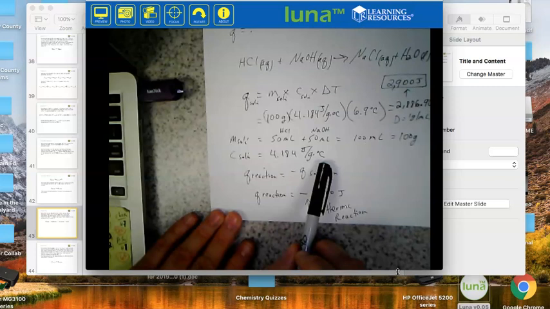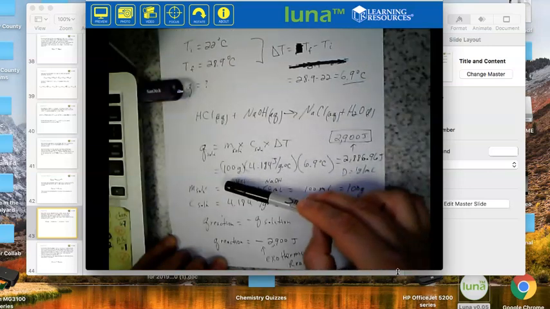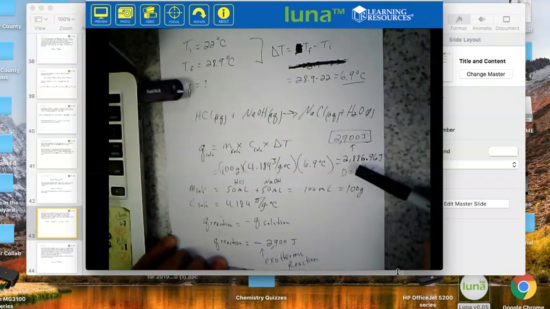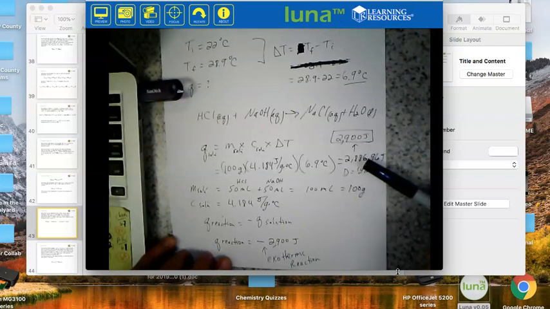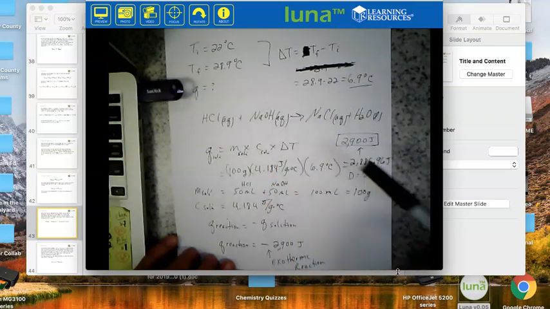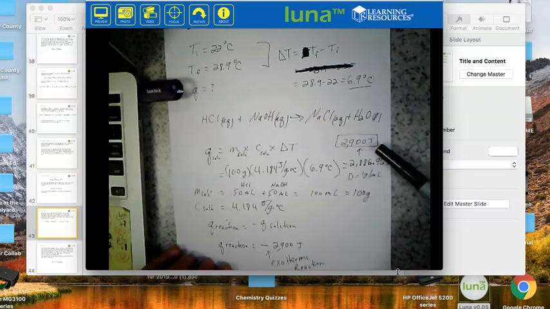When I plug in my values here, my delta T is from the delta T calculation previously determined. Then we just multiply the mass times the heat capacity of water times the change in temperature to get the amount of heat given off by the solution, which is 2,900 joules when you round using sig figs. Here we have 2 sig figs, which is the least amount given to us. So rounding to 2 sig figs, we get 2,900 joules.